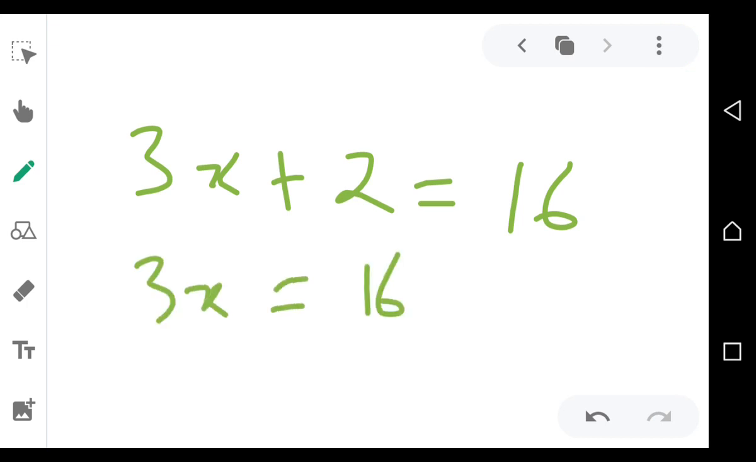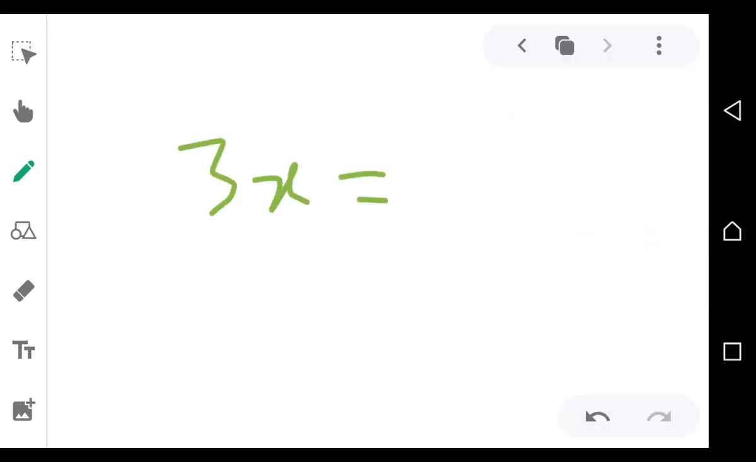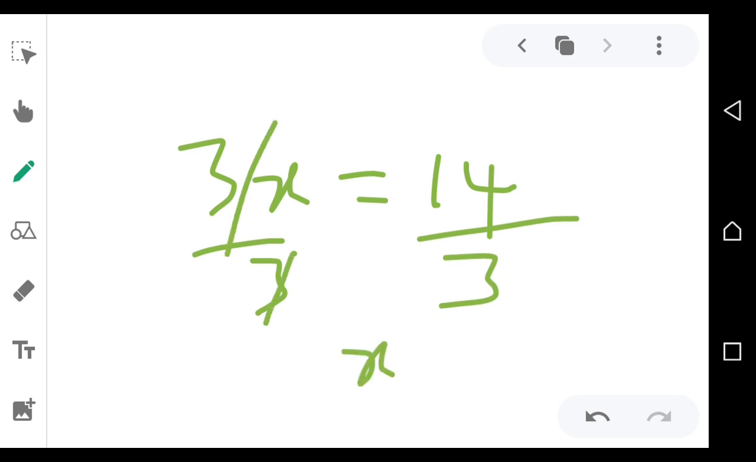So you make x the subject: 3x is equal to 16. The 1 goes to the other side, it becomes negative, so 3x is equal to 15. You divide both sides by 3. That is 15 divided by 3 on this side and by 3 on this side. x is equal to 5. That's how you solve it. Hope I'm clear.